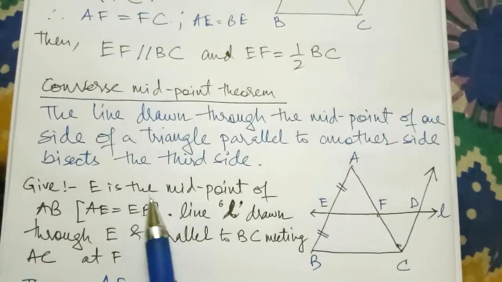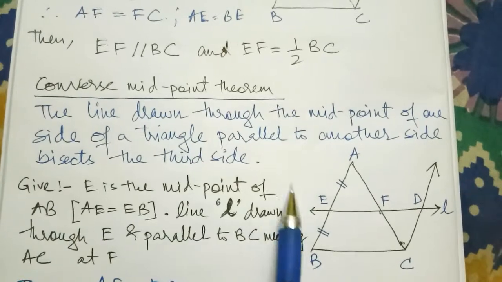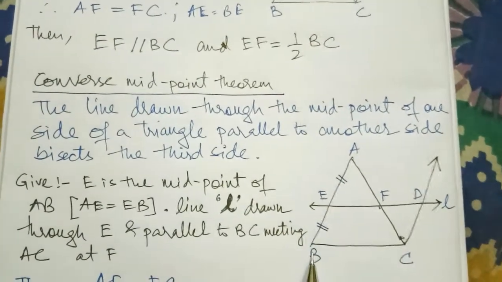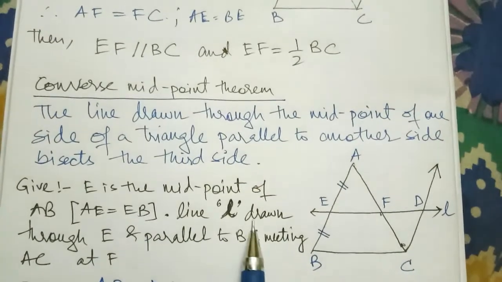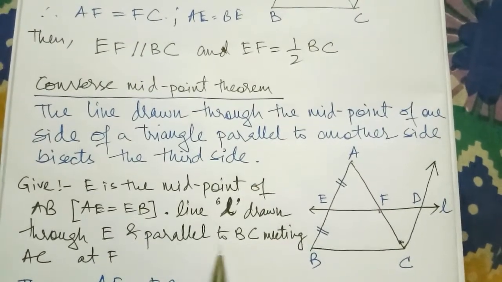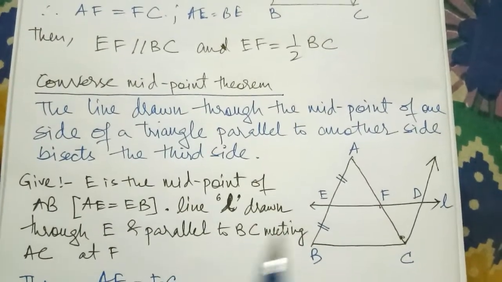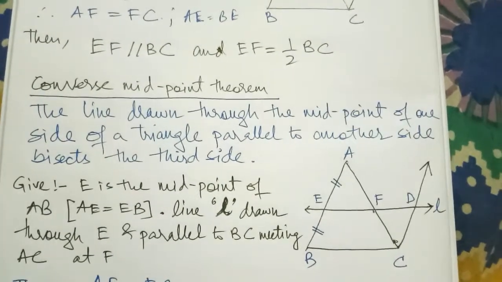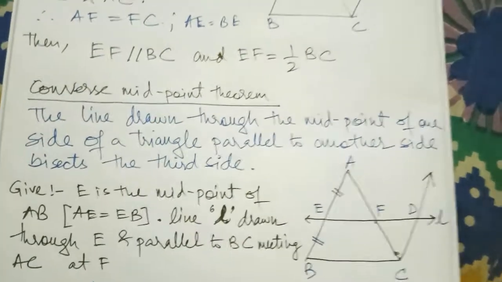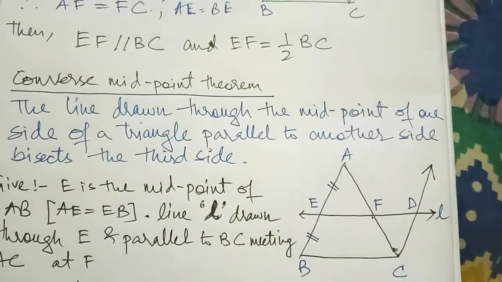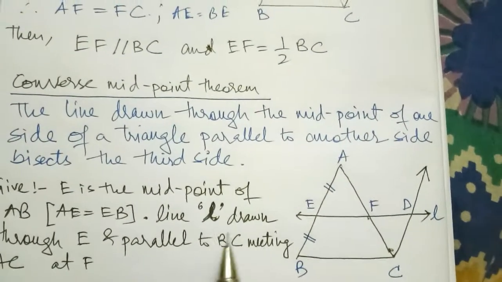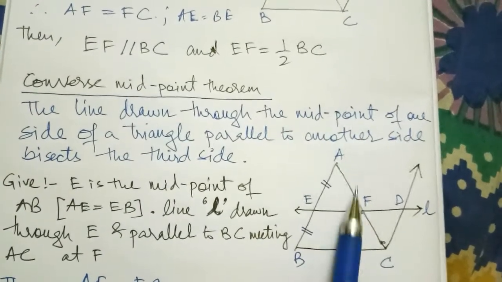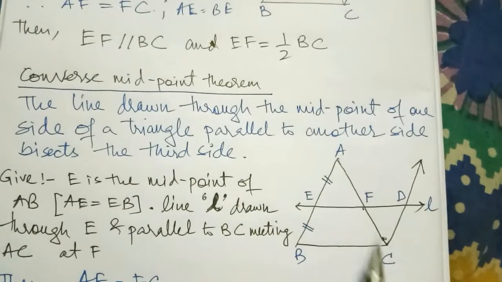How will we prove it? See, E is the midpoint of AB, given. Then if E is the midpoint, AE equals EB, you can write it down. Line L is drawn through E and parallel to BC, meeting AC at F. This is meeting at F. Clear? It is not told that it is F. The proof we can do later, but here you have to understand that if this midpoint is given, from here we can write that AF equals FC.